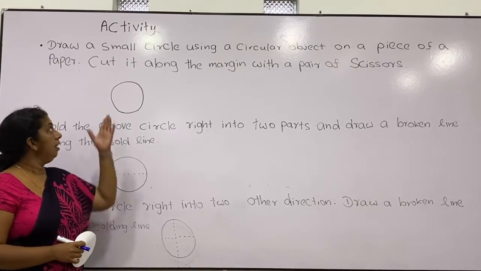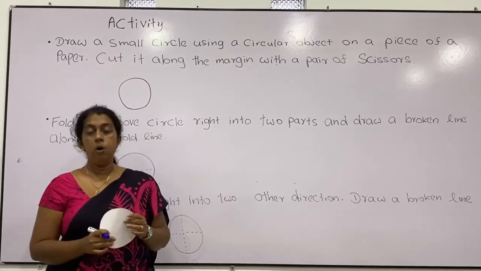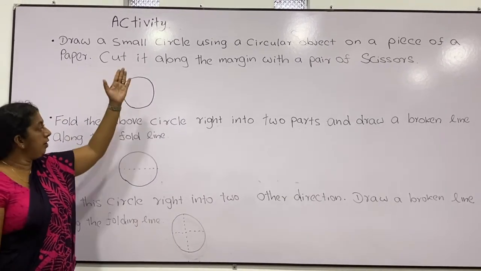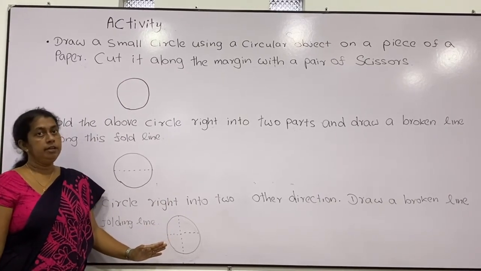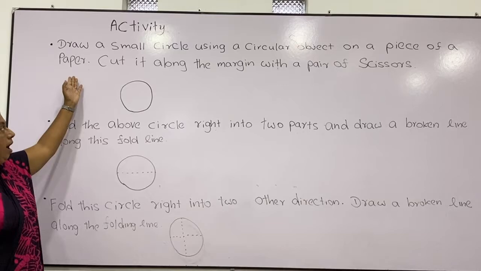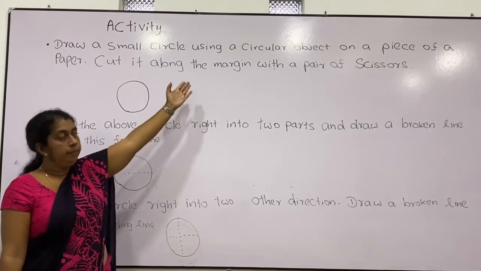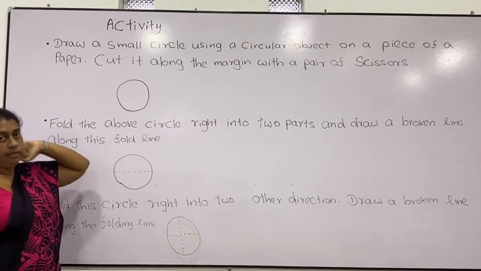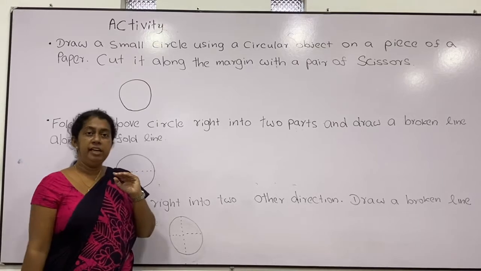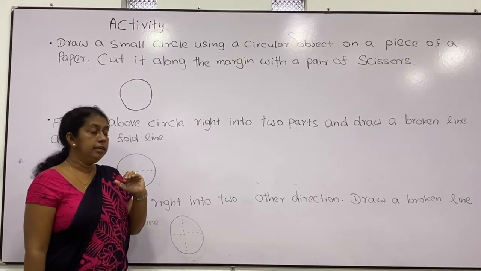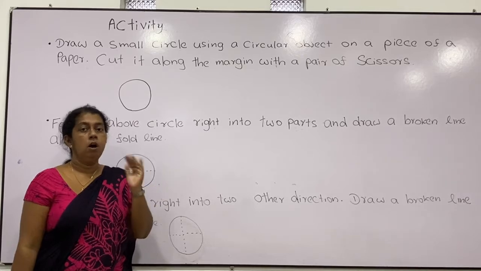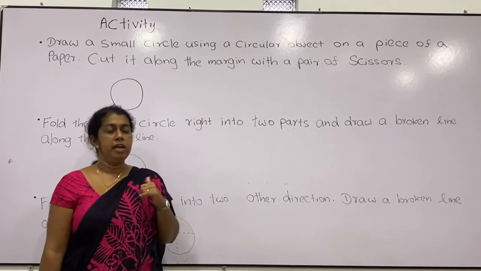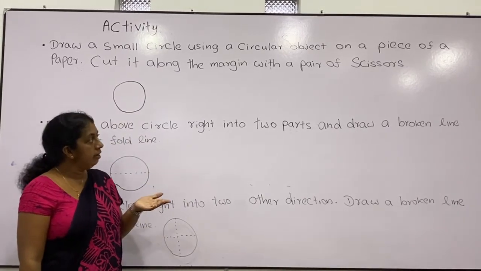Right. Now, let us consider an activity about a circle. Look at this activity. I have written some steps of the activity. Look at the first step. You have to draw a small circle using a circular object on a piece of paper. Now you already know how to draw a circle using a circular object on paper. You can use any object. You can use a bangle, a dish, a plate or anything.